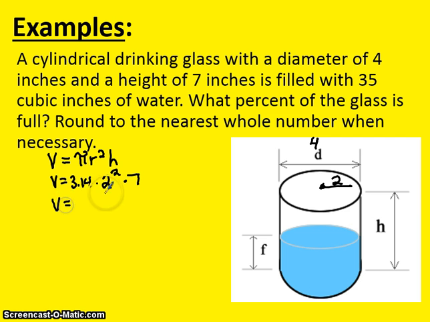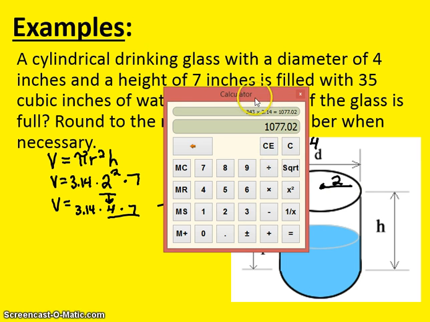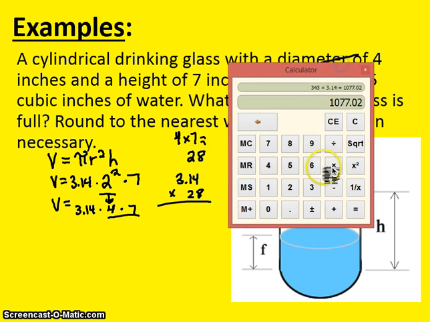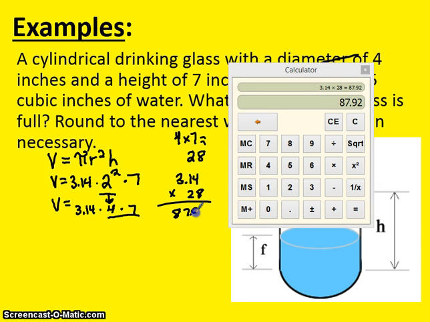So the volume is equal to, and we need to start with the exponent, 3.14 times 4, which is 2 squared, times 7. I'm going to go ahead and do 4 times 7 first. 4 times 7 is 28, and we need to multiply that by 3.14. I'm going to go ahead and use the calculator so that we can save some time in the video, but you would need to take the time to multiply that out. 3.14 times 28 is 87.92.